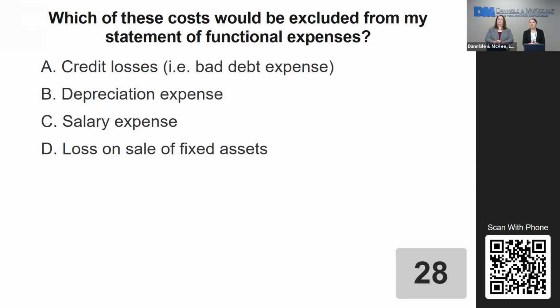Which of these costs would be excluded from my statement of functional expenses? So which one of these shouldn't be on your functional expense statement? You've got your credit losses, formerly known as bad debt, your depreciation expense, salary expense, or loss on a fixed asset. One of these things is not like the other, even though a couple of them may seem similar. Just a few more seconds.